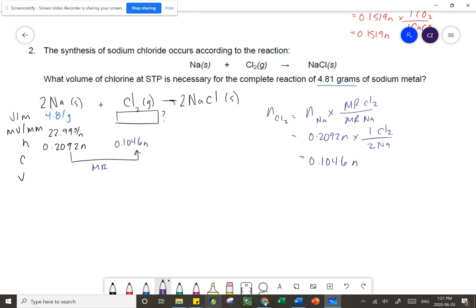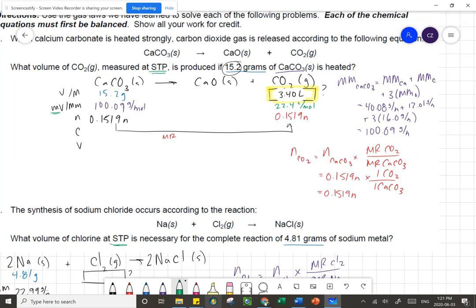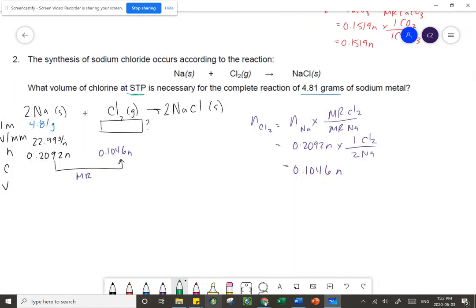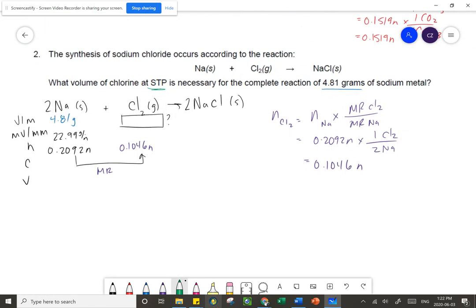Okay, again, we're also told in this question, we're lucky that it's at STP. So we can use molar volumes like we did before, 22.4 liters. And it's going to give us our volume, and we'll report this to 3 significant figures, 2.34 liters.